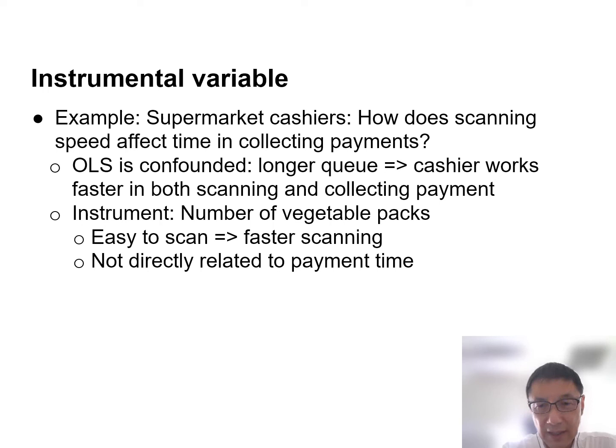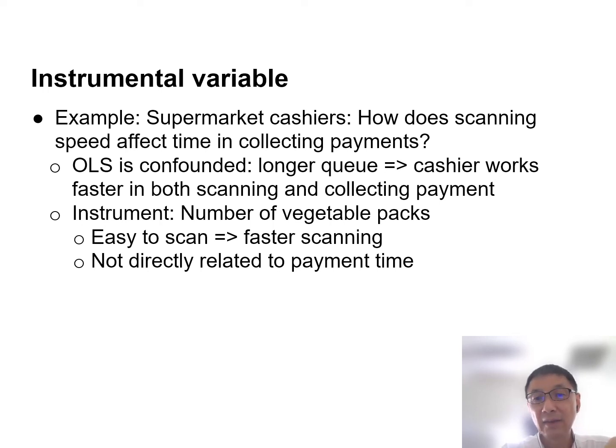Here's an approach that we took that seems to work. We thought of the number of packs of vegetables as a possible instrument. In Singapore supermarkets, unlike Western supermarkets, vegetables are not sold loose. They're all sold in packages of fairly standard sizes and with barcodes affixed in a regular place. So they are relatively easier to scan and so faster than, say, dealing with a box of orange juice where the cashier will have to fumble around to look for the barcode.